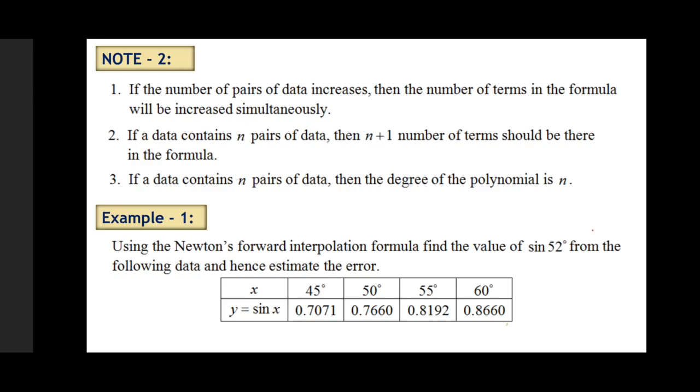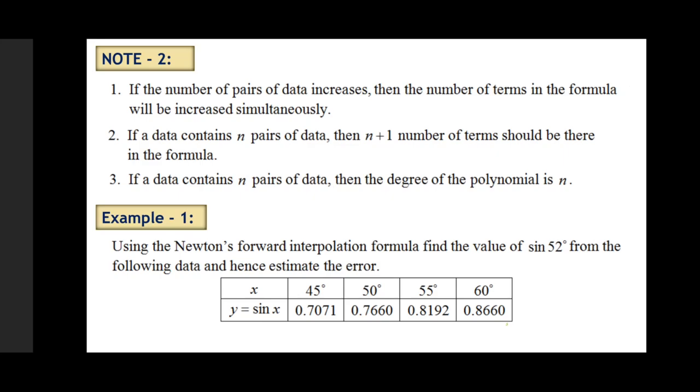Next, point 2. Suppose the problem contains n plus 1 data points. Then the interpolation polynomial will also contain n plus 1 terms. For example, if there are 3 data points, the formula has 3 terms. If there are 4 data points, the formula has 4 terms. If there are 5 data points, the formula has 5 terms. So the number of data points and the number of terms in the formula are always the same.